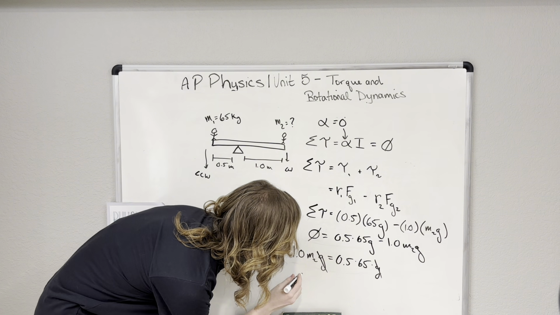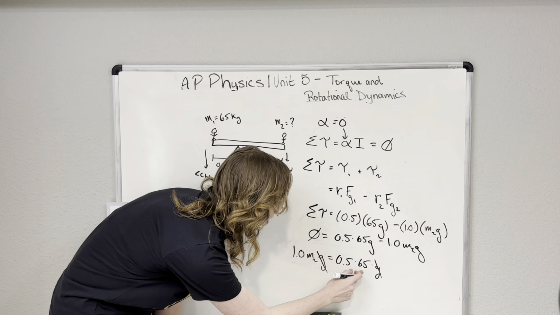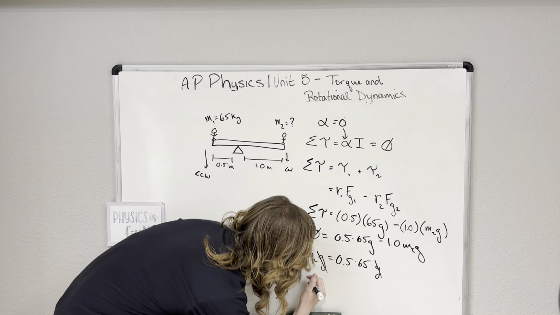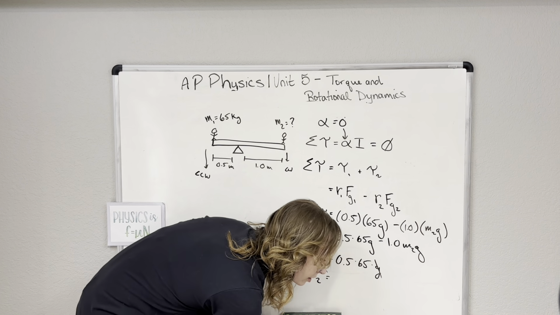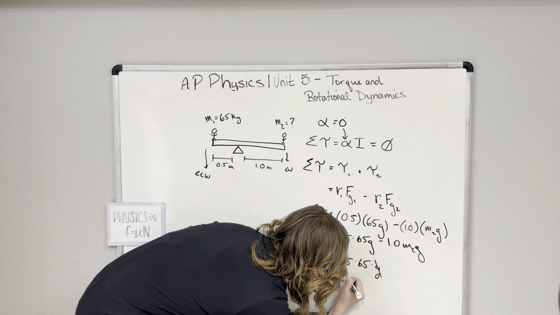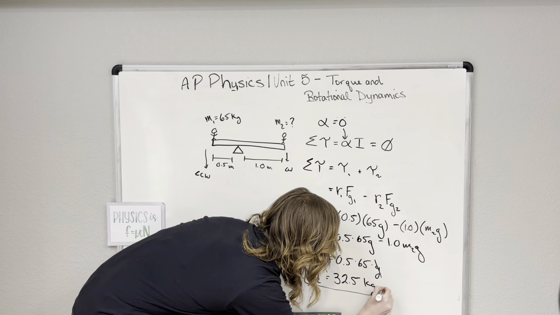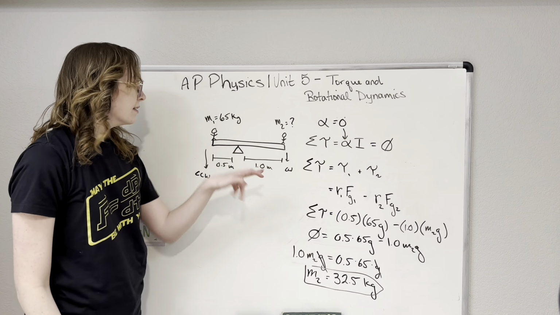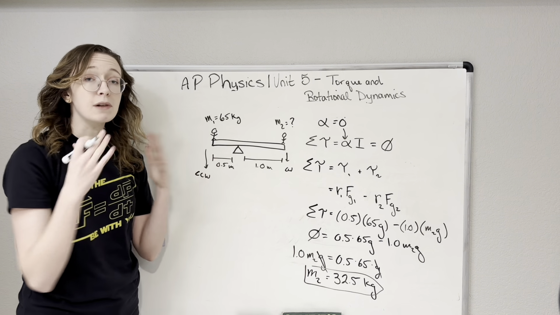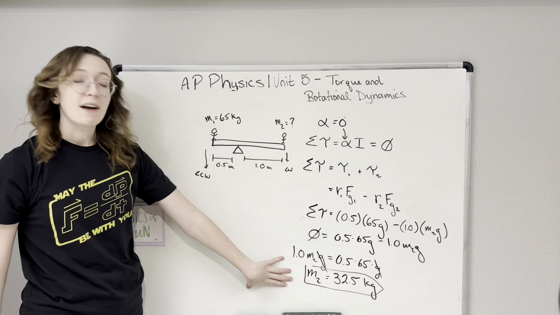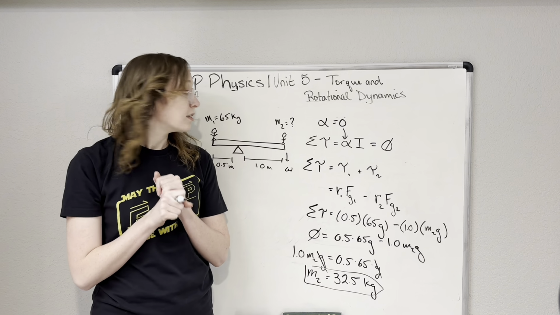Okay, so here we go. We end up finding that 1 times m2 is equal to 0.5 times 65. If I end up solving this out for m2, we end up finding that the mass of child 2 is equal to 32.5 kilograms. And there we go. The mass of this little kid sitting a meter away from our support in order to keep our system in equilibrium is 32.5 kilograms.